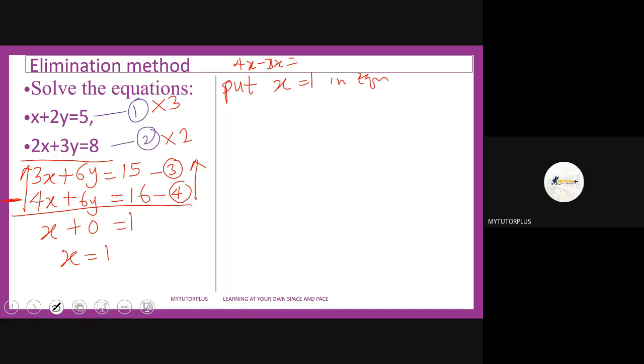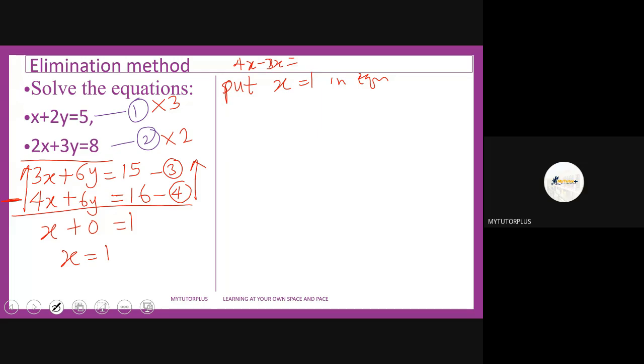However, equation 1 and 2 are very small compared to 3 and 4. So it is better we use equation 1 or 2. If you use 3, you still have the same result. But we always prefer that whenever you want to substitute, you use the original equation, meaning equation 1 or 2. Do you get? Let's do equation 1.